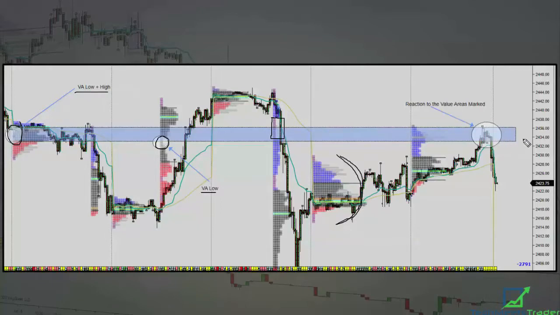So we wanted to be sellers between 34 to 36. And look at the reaction to the value areas marked. Prices enter the area, quickly exit, and move towards an attractor or a high volume node. And this is a great example of how to use these components and why they're so important.